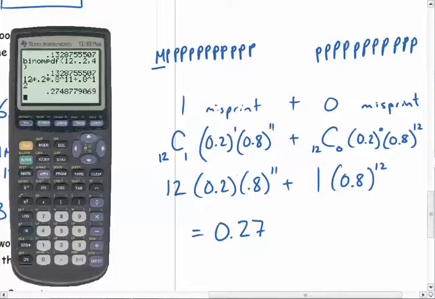Oh, no, I don't have plus. No, this should be right. Oh, okay, you just rounded it.